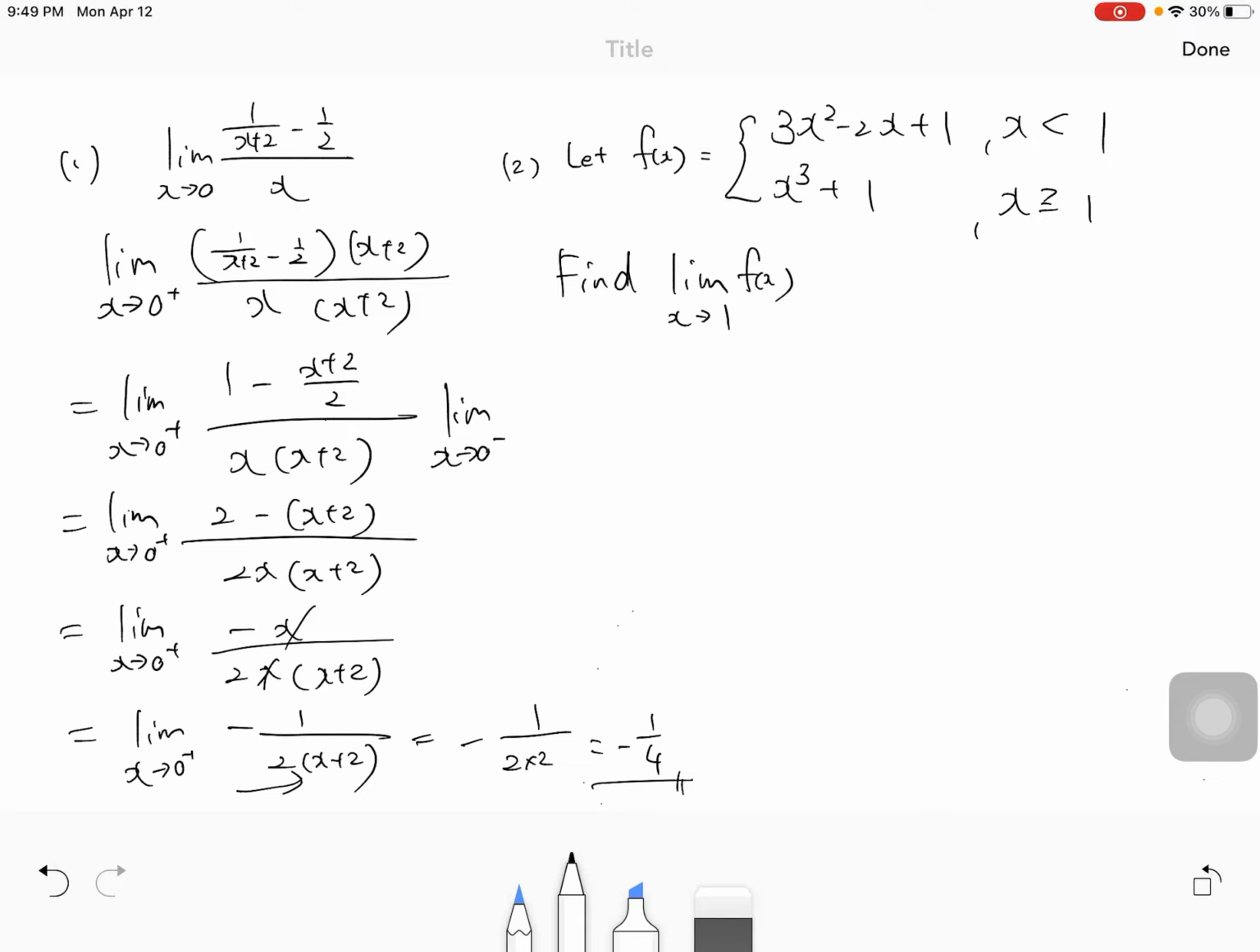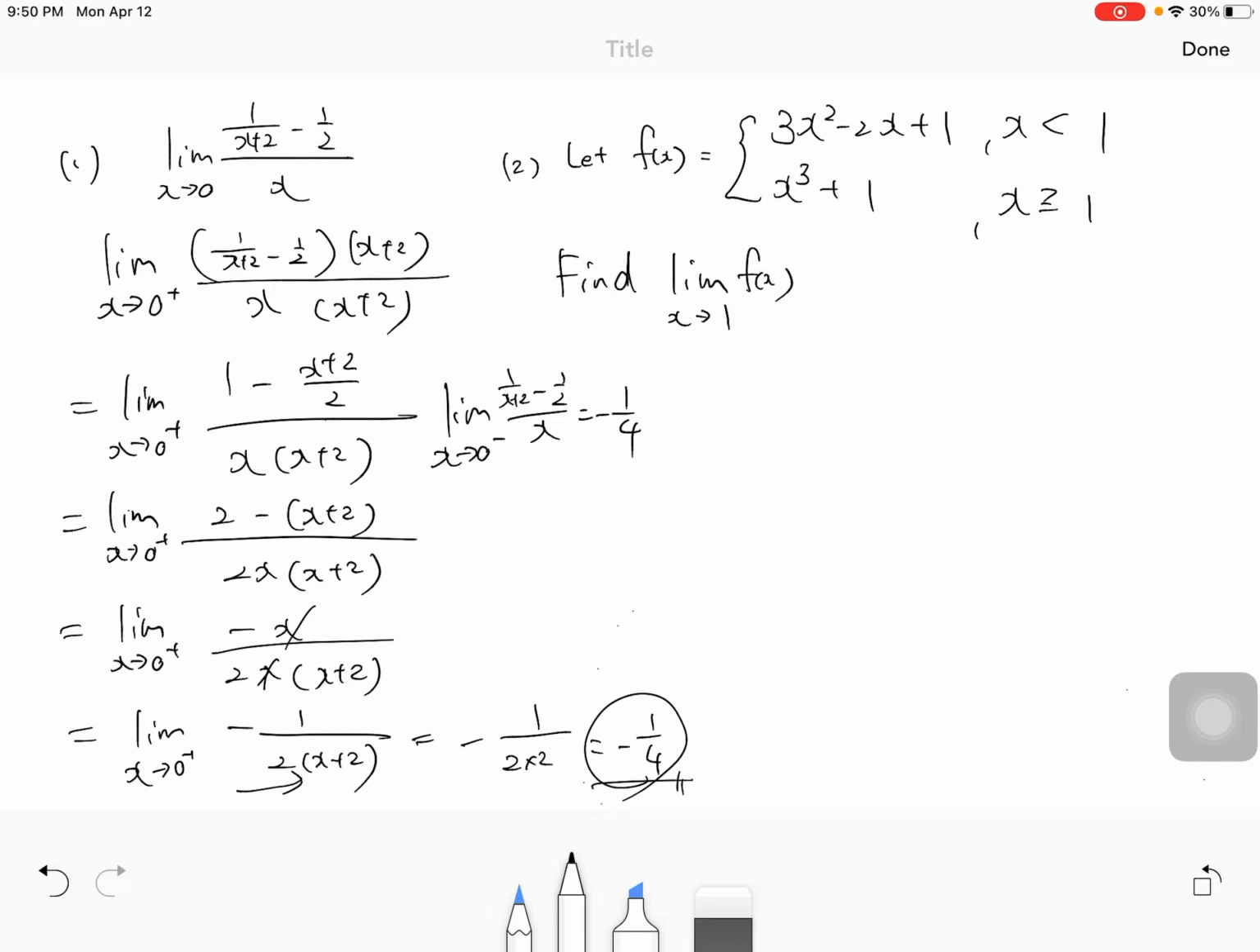Like I said, usually you have to find the other side of 0: x approaches 0 from the left side. But technically, I'm going to do the same thing. So this is also negative 1 over 4. So the answer is negative 1 over 4. Okay? Then let's work on one more question.